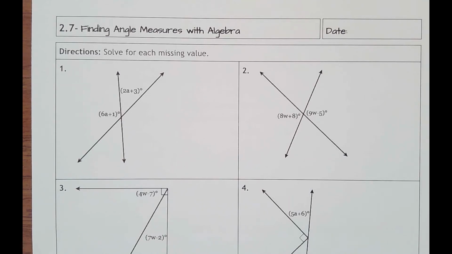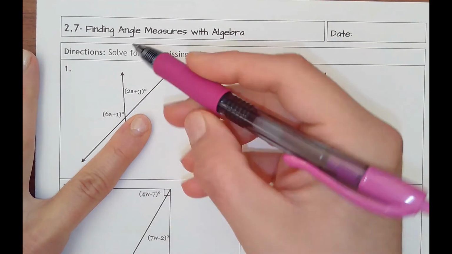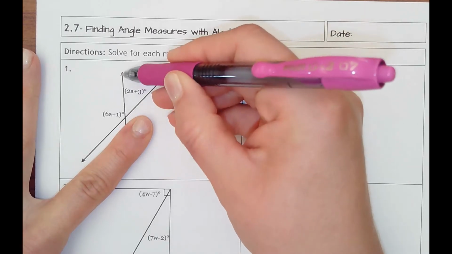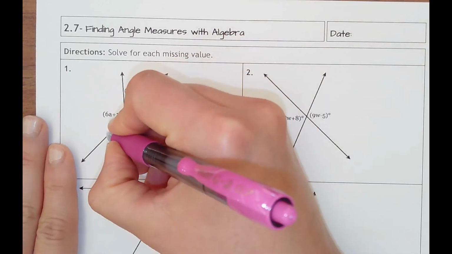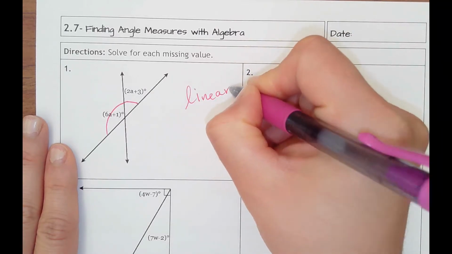Lesson 2.7, finding angle measures with algebra. We need to figure out in the diagram what relationships the angles have. Like on number 1, I see that these two angles are side by side. They have the same vertex here, but there's this ray splitting them, and they would be considered a linear pair because they form 180 degrees.